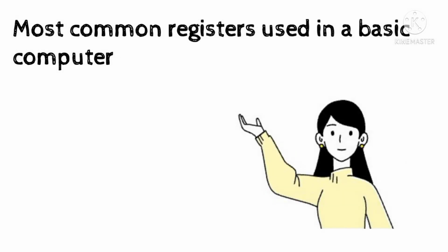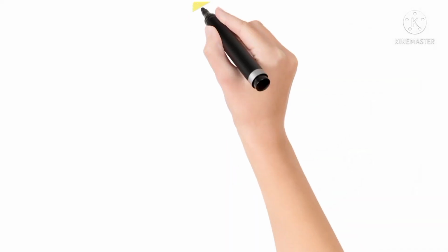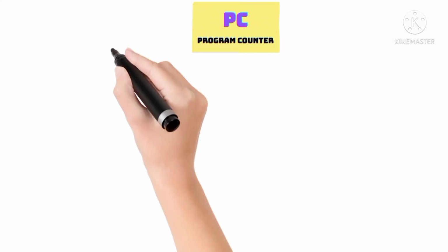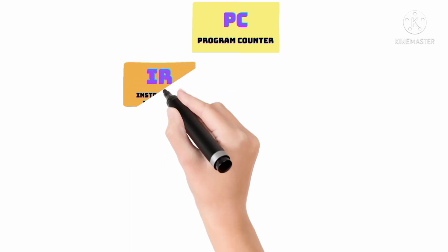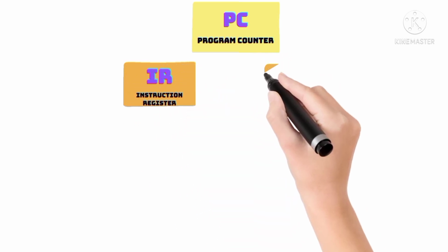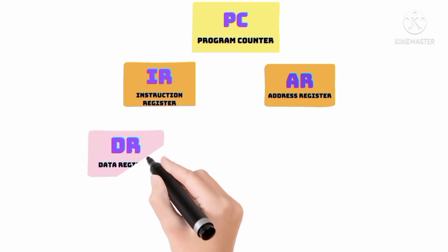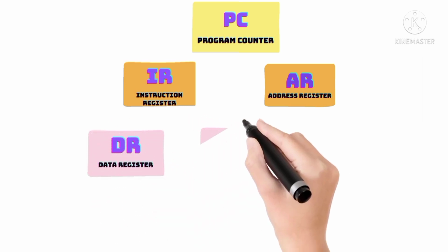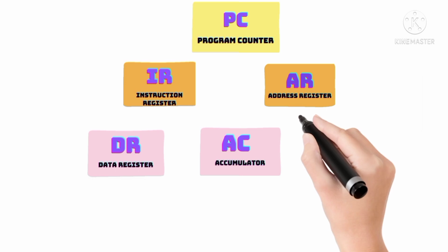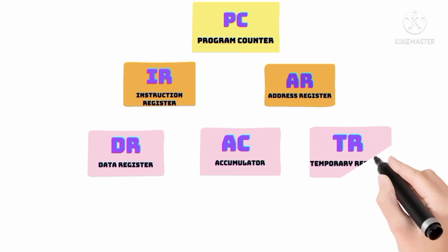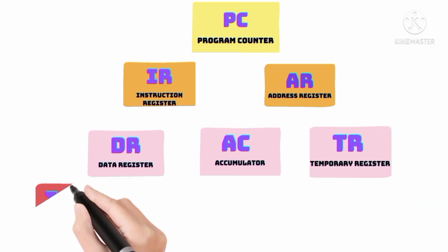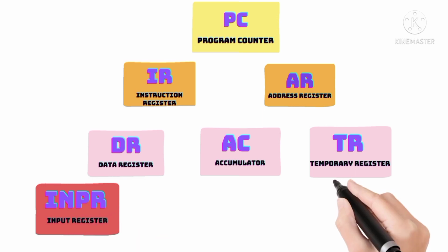So, let's see the most common registers used in a basic computer. Most commonly used computer registers are program counter, instruction register, address register, data register, accumulator, temporary register, input and output register.